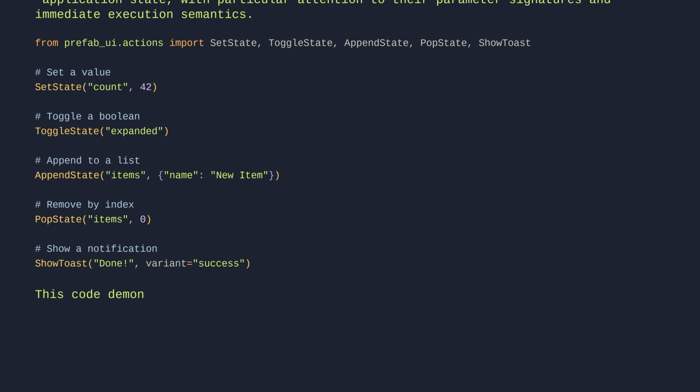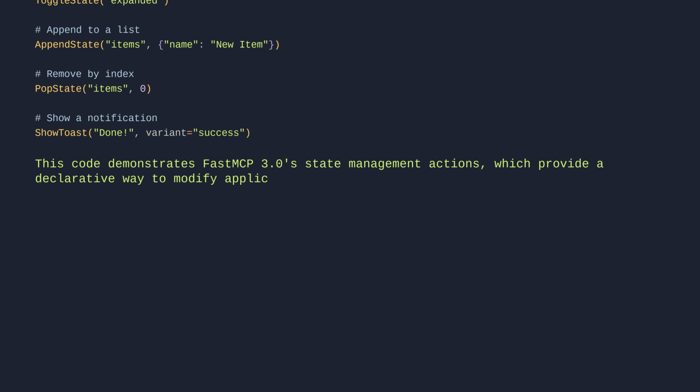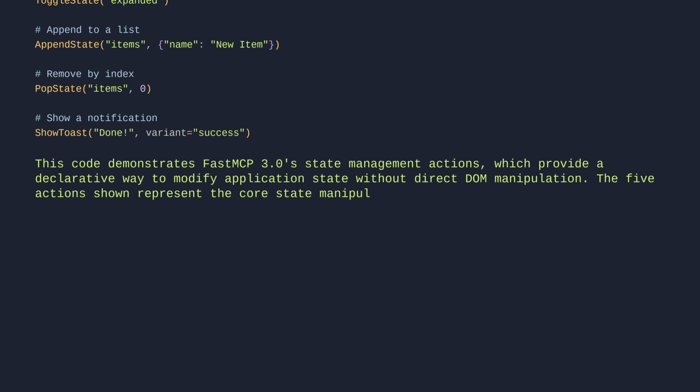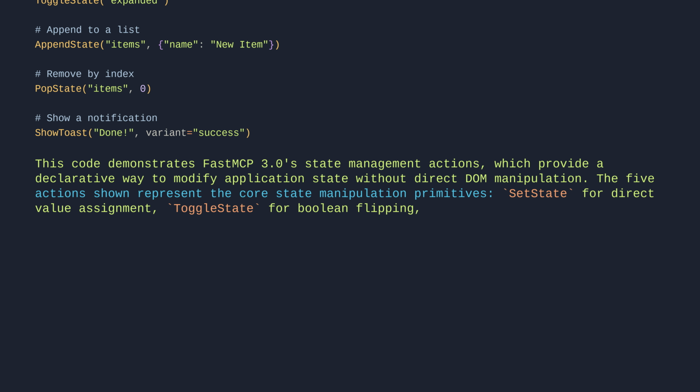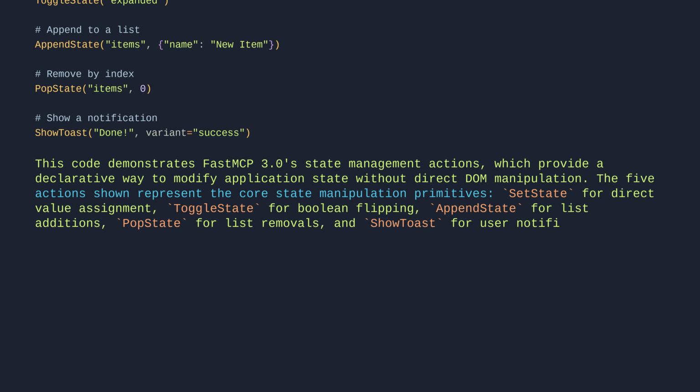This code demonstrates FastMCP3's state management actions, which provide a declarative way to modify application state without direct DOM manipulation. The 5 actions shown represent the core state manipulation primitives: SetState for direct value assignment, ToggleState for Boolean flipping, AppendState for list additions, PopState for list removals, and ShowToast for user notifications.